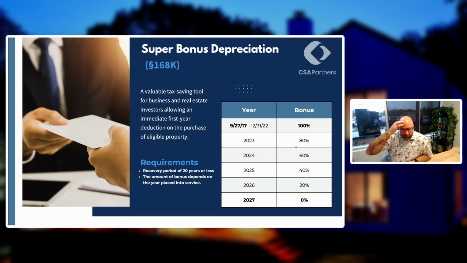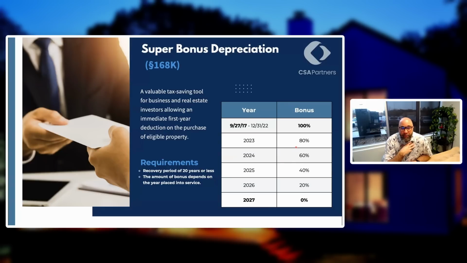Went from 50% to 100%. The other thing that happened with the Tax Cuts and Jobs Act in 2017 is they added 5 words to the tax code. And I'm not sure that the folks in Congress who voted for it even realized the impact of these 5 words, but they added the words "new to you, the taxpayer." And what that means is I no longer have to buy a brand new bulldozer to be eligible for bonus.